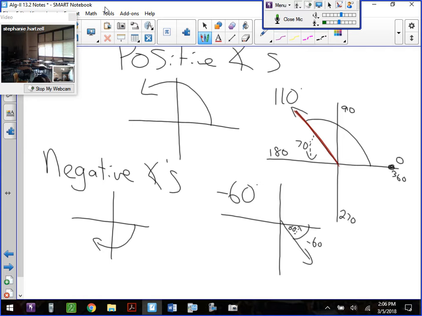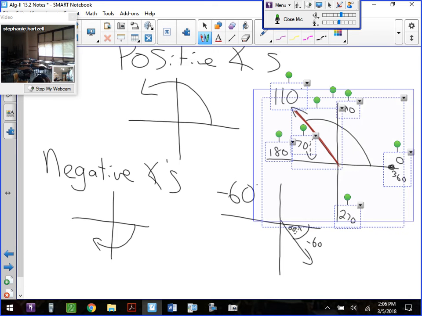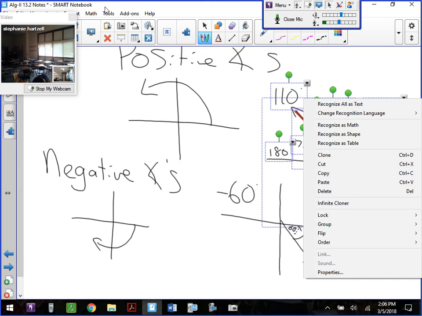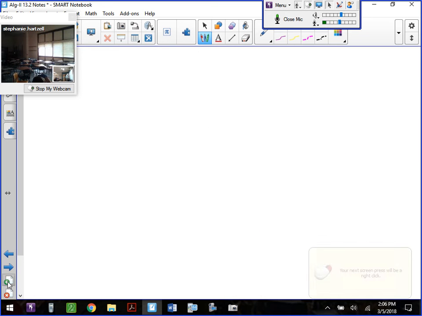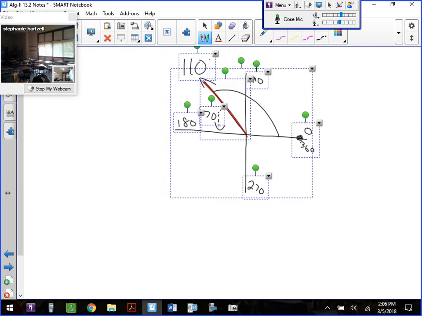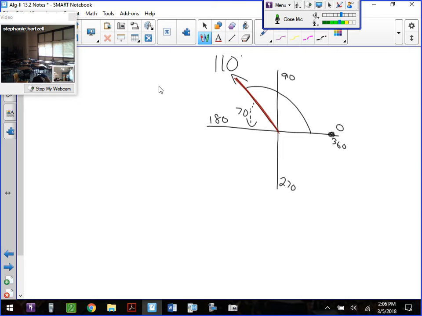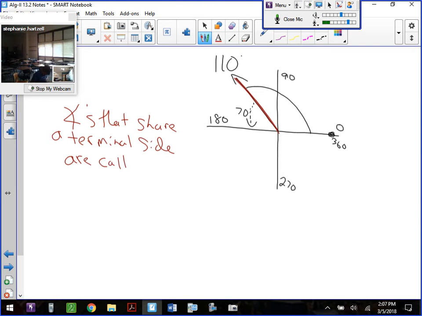Let me bring this over here. We'll use this example here. This is a good one. So angles that share a terminal side are called co-terminal.